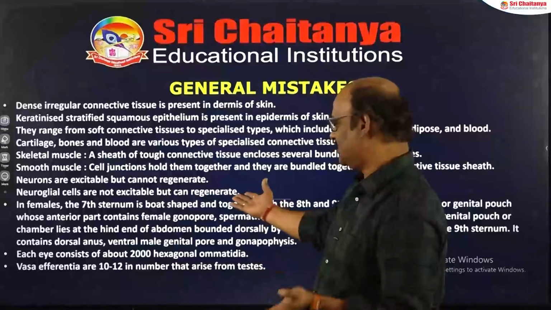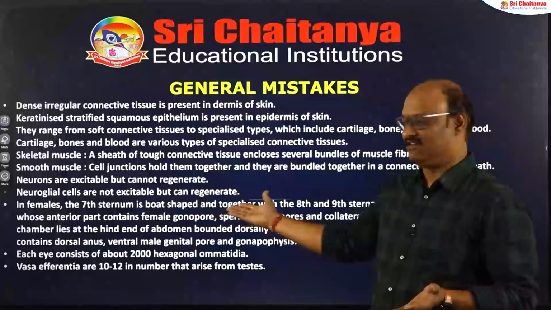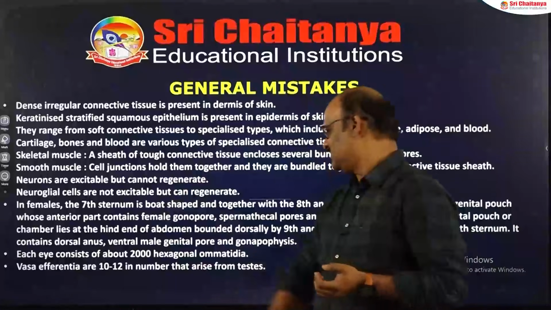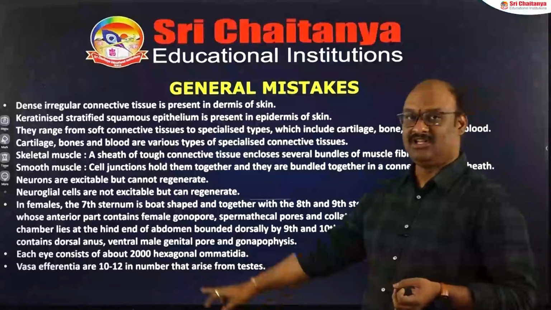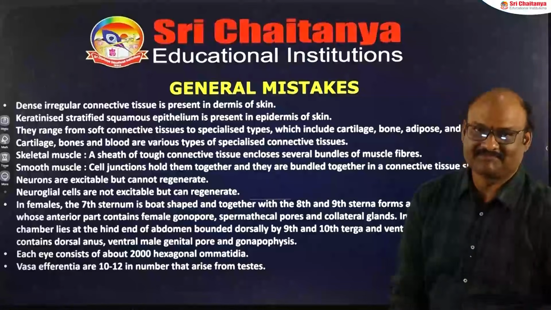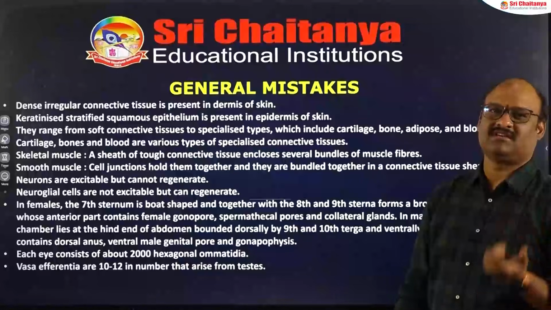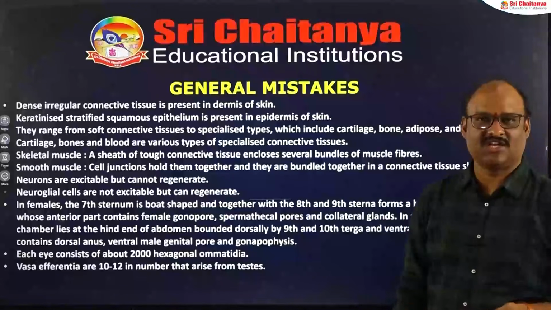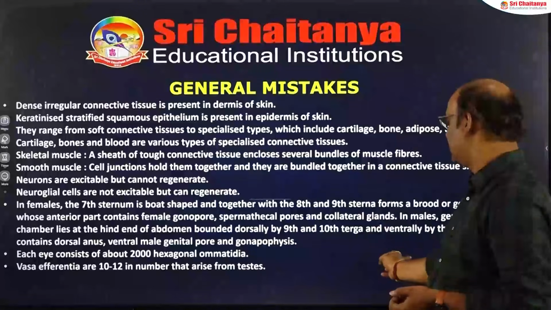Then, as I told you about the brood pouch in males and females in the cockroach, each cockroach eye will have 2000 hexagonal ommatidia, and in the frog, the testes open into the kidney through 10 to 12 vasa efferentia. These are the general areas where you may commit mistakes, so please go through that.